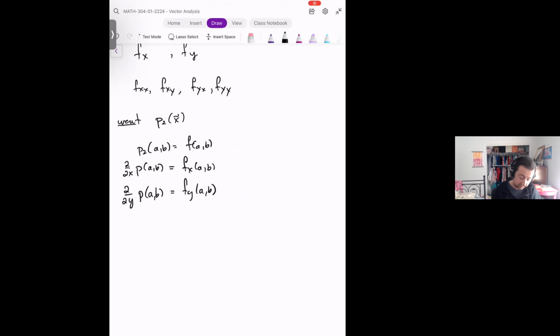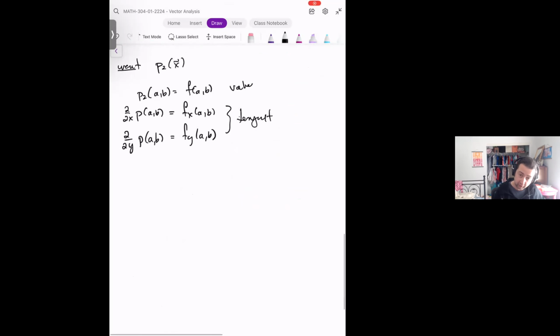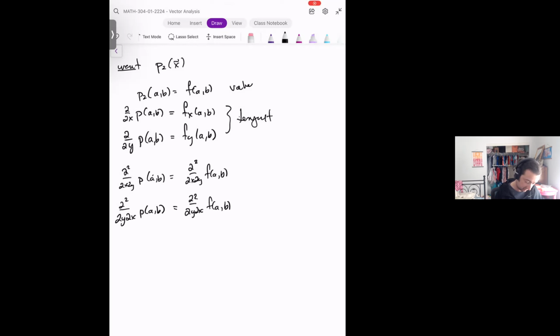Now we want to have a second order polynomial that satisfies the function value, the function tangents, and also the curvature of the function, which means I want it to be the case that d2 dx dy of p at (a,b) is equal to d2 dx dy of f at (a,b). The same thing in reverse, d2 dy dx. And then also the unmixed partials, d2 dx squared of p at (a,b) had better be equal to these guys, and d2 dy squared of p at (a,b) is d2 dy squared of f at (a,b).